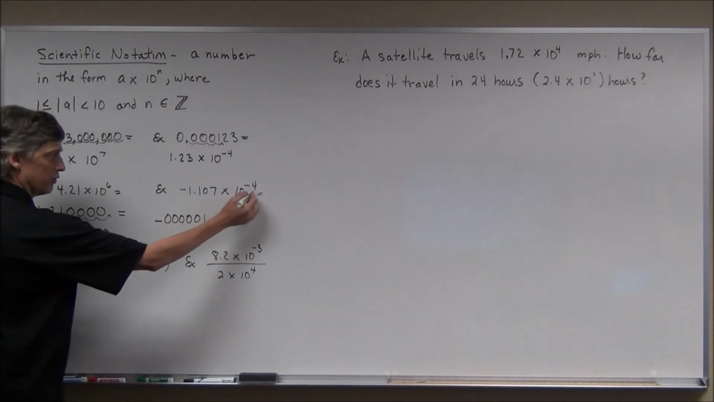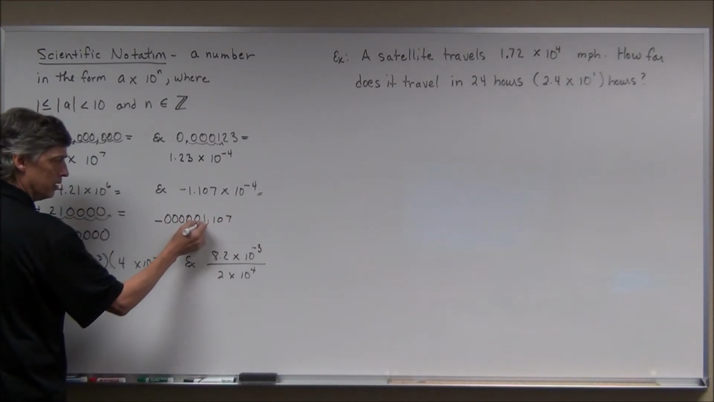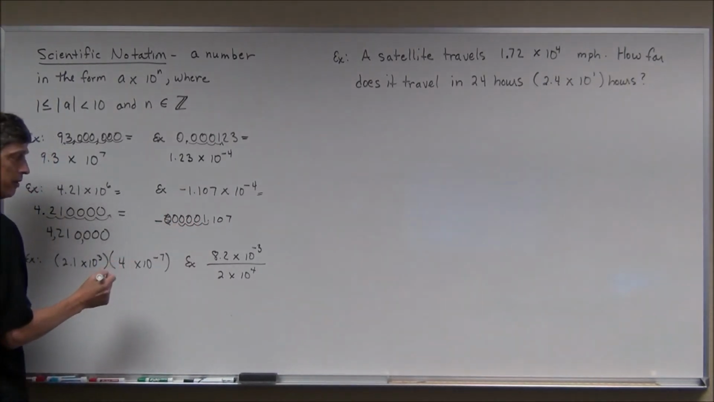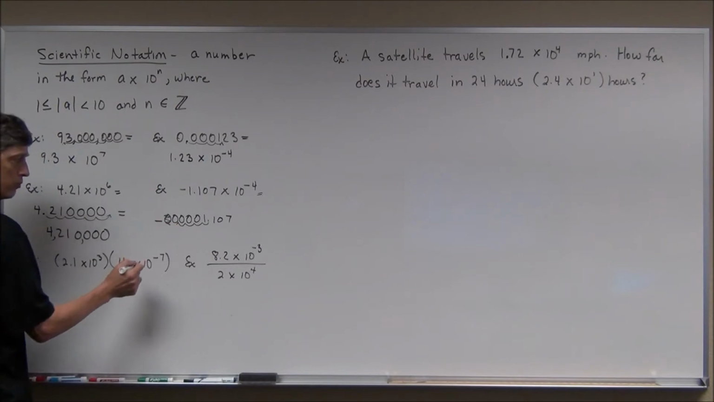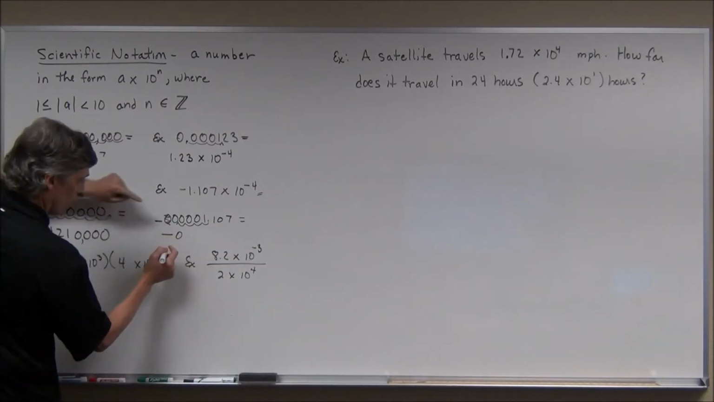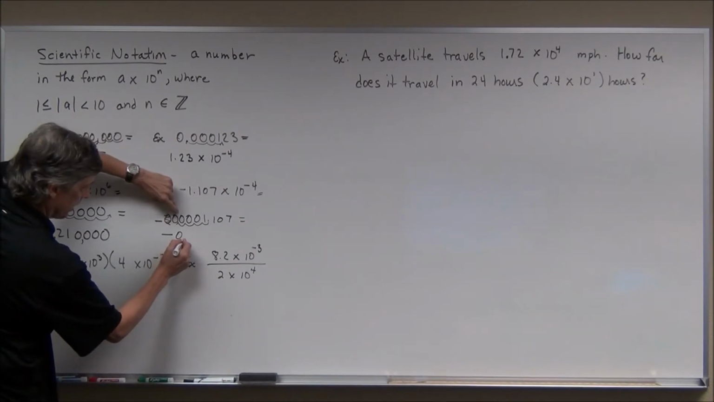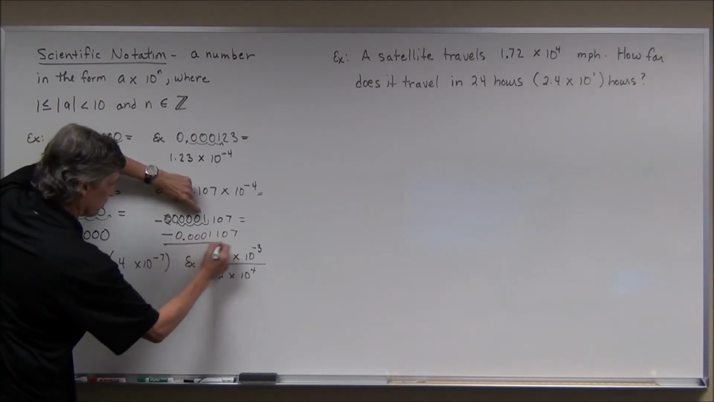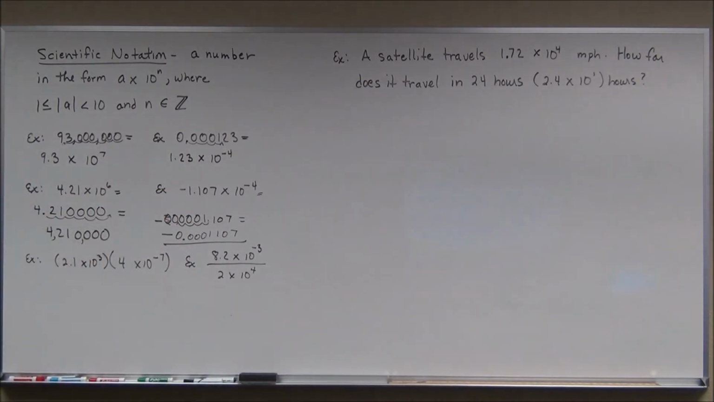And I'm going to slide this 4 places, 1, 2, 3, 4. So I really did put an extra 0 there. The decimal point is going to go right in between these 2 zeros, and I'm going to have negative 0 point, and then 3 zeros, a 1107, and that's what that number becomes.